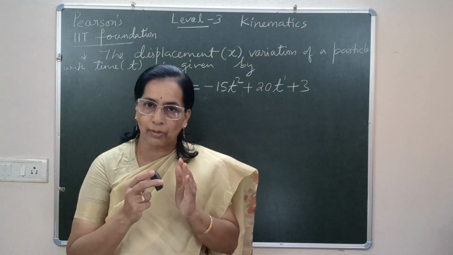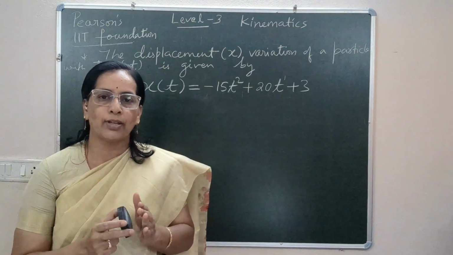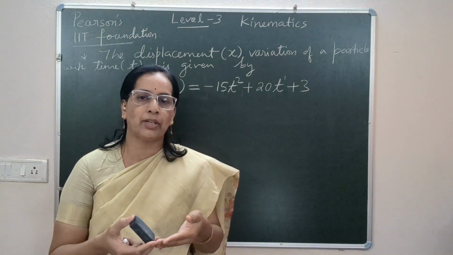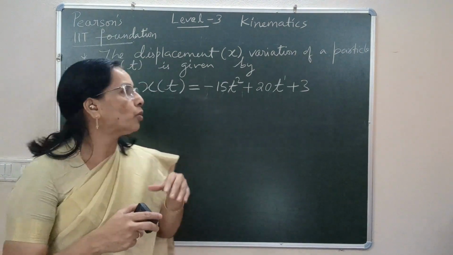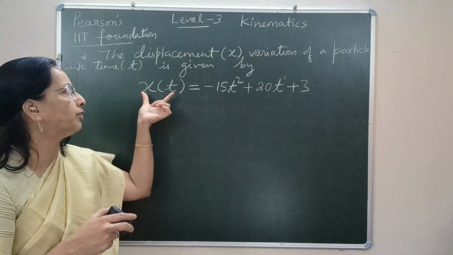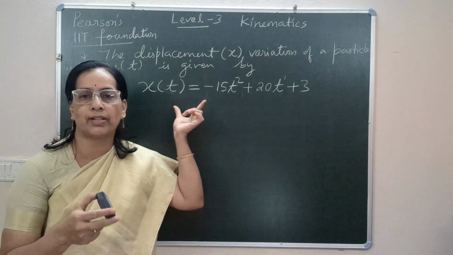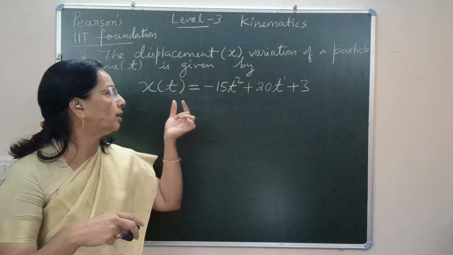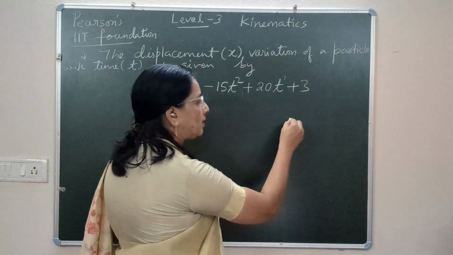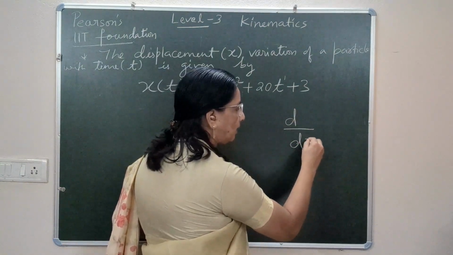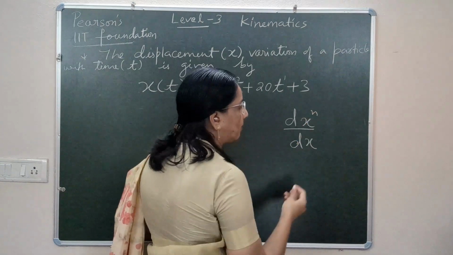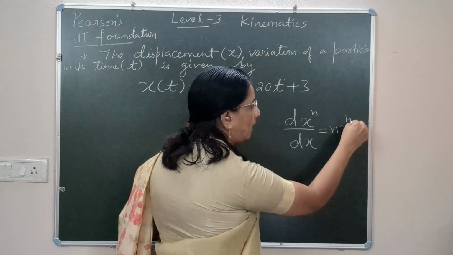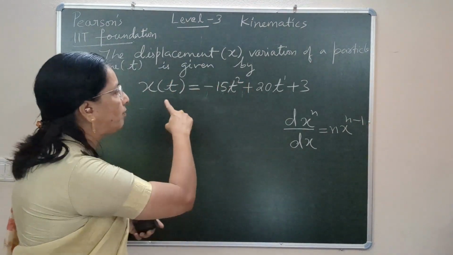Now let us check whether the body was in uniform acceleration or not. For that we have to calculate acceleration. We know that velocity is the rate of change of displacement with time, and acceleration is the rate of change of velocity with time. So first we'll find the double derivative of this. The first derivative of displacement will give us velocity, and the next derivative of velocity will give us acceleration. So how to find the first derivative? We'll apply this concept: d by dx of x to the power n turns out to be n times x to the power n minus 1. So this philosophy we will apply here.